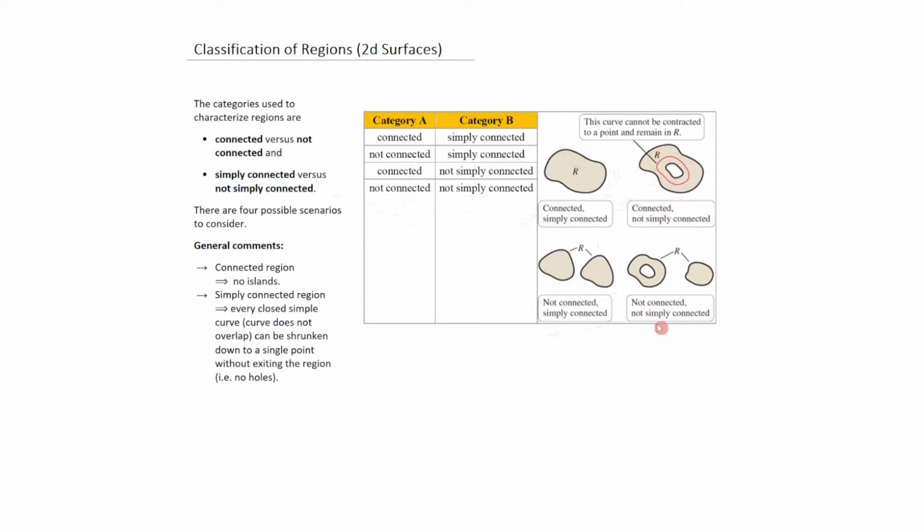Here we have not connected and not simply connected. So here, for instance, this is the same as this one, and you have two different regions. So in principle, we could solve this type of problem, but the headache is to deal with this, and that's what we're going to be outlining. So in general, a connected region just means no islands, and a simply connected region implies every closed simple curve, which does not overlap, can be shrunk down to a single point without exiting the region, i.e. no holes. All right, so for instance, there's a hole.